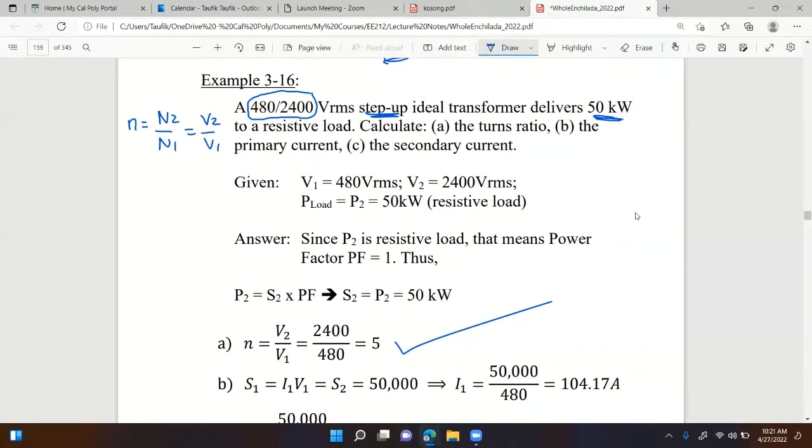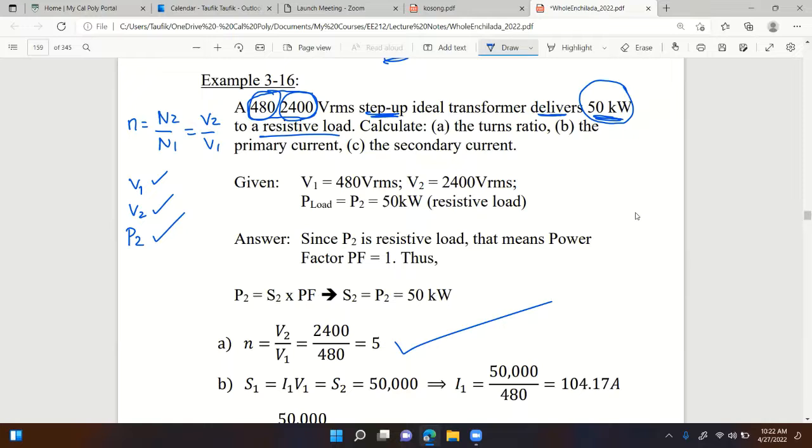Let's look at what's given first. We have V1, that's given, that's 480. We have V2, that's given, 2400. Then we have 50 kilowatts. If you read the problem statement, it delivers 50 kilowatts to a resistive load. So that would be P2, the power delivered to the secondary side. So that's given.